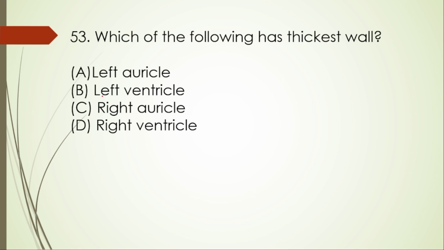Next, 53rd question. Which of the following has the thickest wall? That is left auricle, left ventricle, right auricle and right ventricle. So here the right option is left ventricle, B.